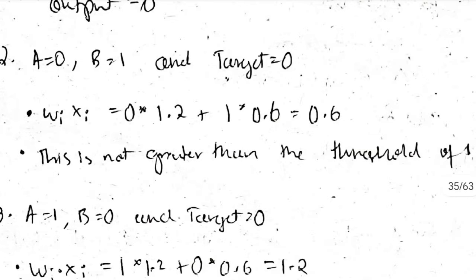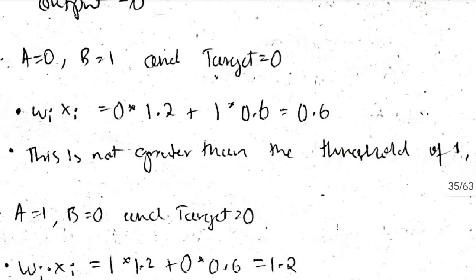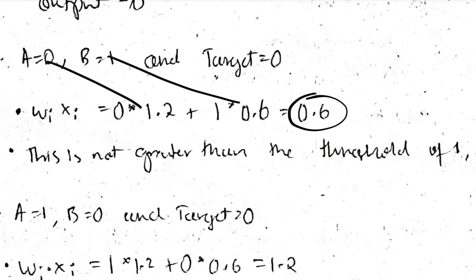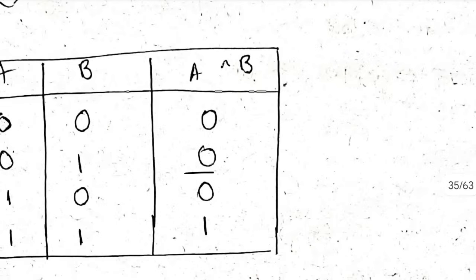Now let's check for 0 1. In 0 1 also I should get the final answer as 0, right? So here I'll be multiplying this A value with W1 and B value with W2, and I'll get the answer 0.6. Is it less than 1 or greater than 1? It is less than 1, right? So the output will be 0. It's matching with the target output, which is expected to be 0 only. So I have passed the case.